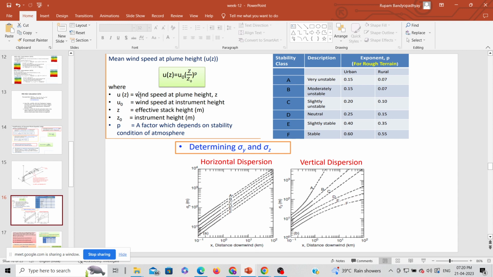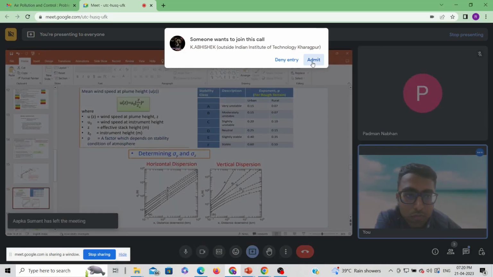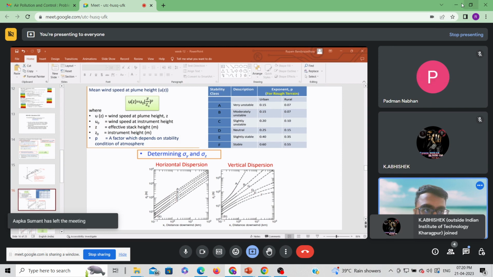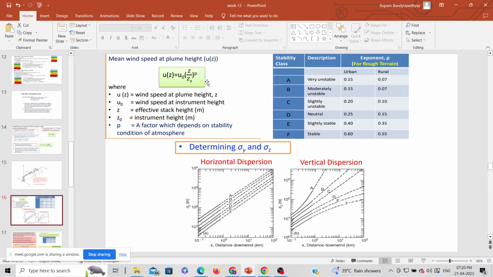Okay, u0 is the wind speed at instrument height, at which height it is measured, and uz is the wind speed at plume height z. This one you have to calculate. It is z by z0, where z is the effective stack height. Effective stack height is h plus delta h that I mentioned earlier, where h is the stack height and delta h is the plume rise.